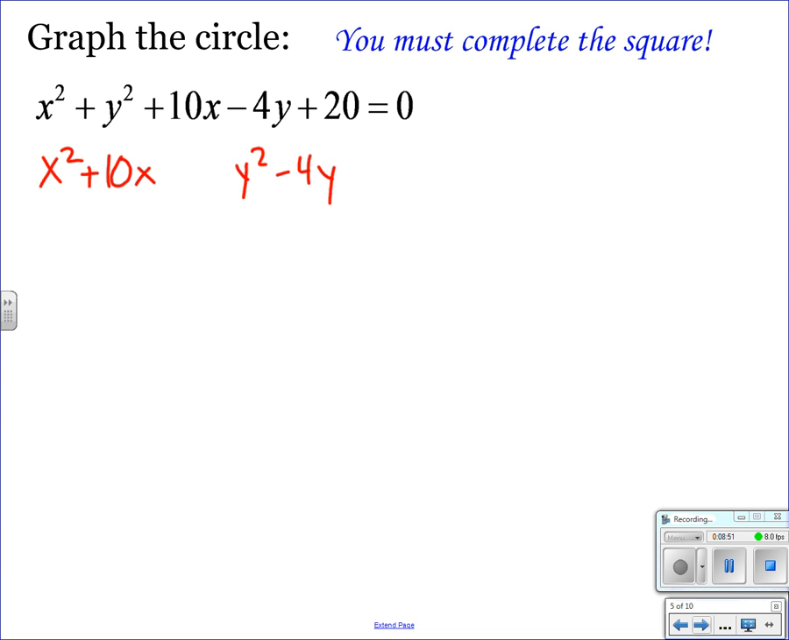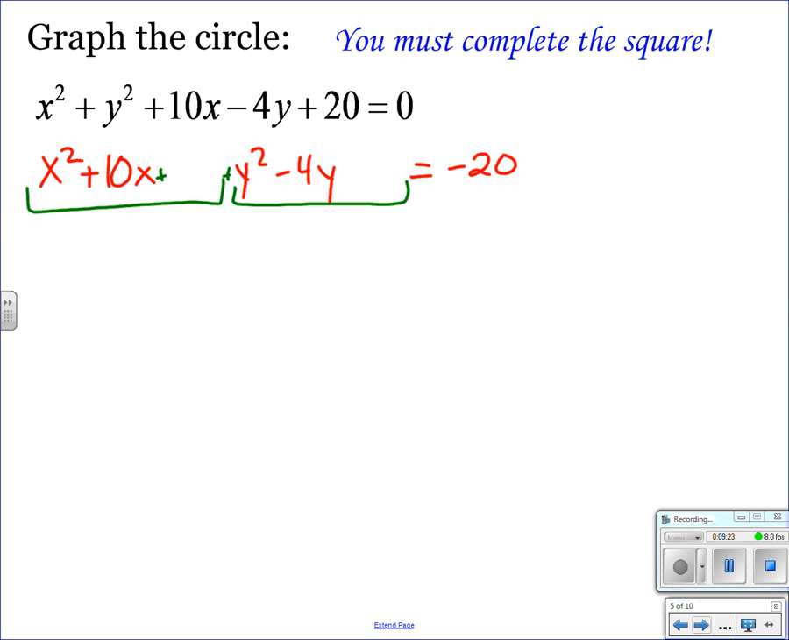Group the like numbers together. So group all the x's together, group the y's together, and subtract that 20 over to the other side. Now you have to complete the square, meaning I rig the problem so that these first 3 terms, when I add a number in there, form a perfect square trinomial. I rig it so that that is also going to be a perfect square trinomial.